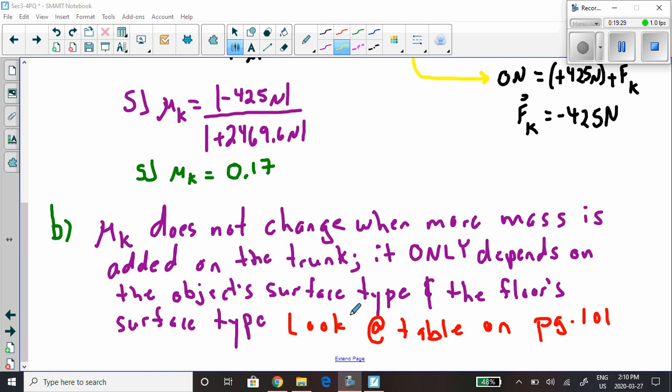If you look at the table on page 101, it says on that table, for example, rubber on asphalt dry, 1.07. It doesn't say rubber on asphalt dry if you have a little mini car; it's that value. It doesn't say rubber on asphalt dry if you have a transport truck on that. No. If you got rubber on asphalt, it does not depend on the mass of the object. It never changes. It only depends on the two surfaces involved, as table 1 on page 101 tells us.